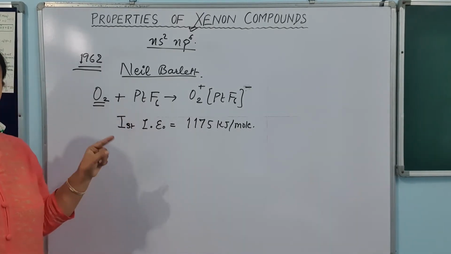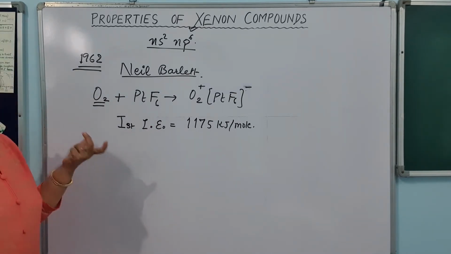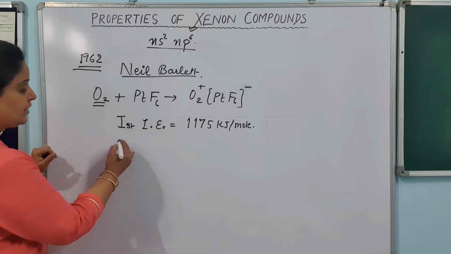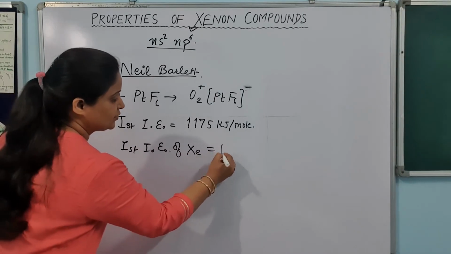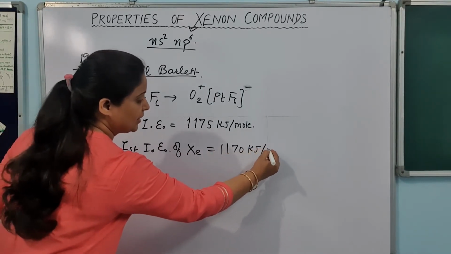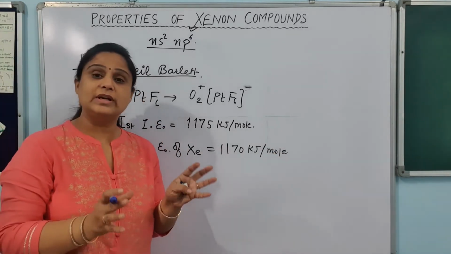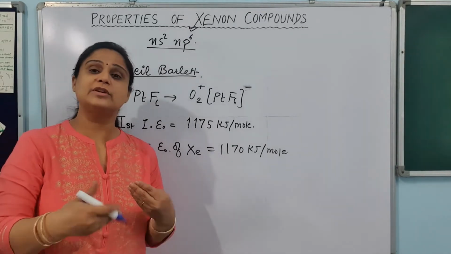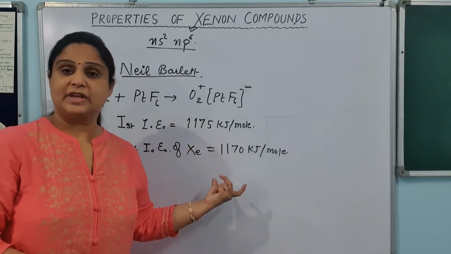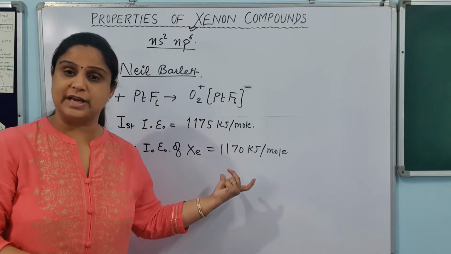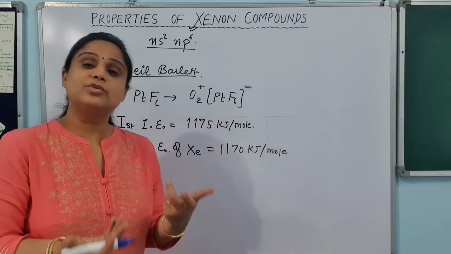He compared this energy with the ionization enthalpy of xenon, which is almost near to this energy. The first ionization enthalpy of xenon is 1170 kilojoules per mole. So you can understand that both the elements have almost equal enthalpy required for the removal of the first electron. Now he came to know that if the energy required to remove one electron from the outermost shell is almost equal, then how is it not possible? If oxygen compounds can be formed, then why can't xenon compounds be formed?